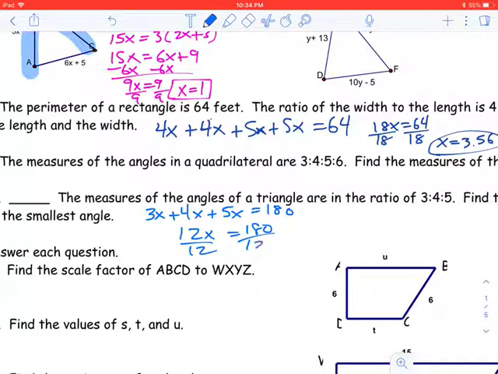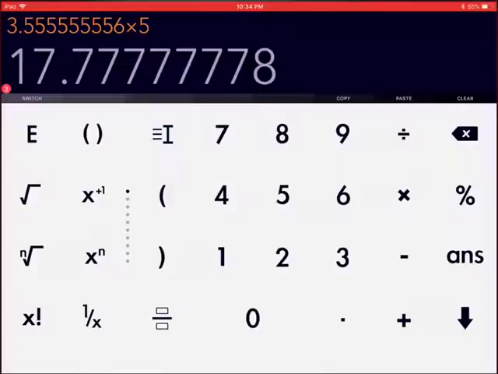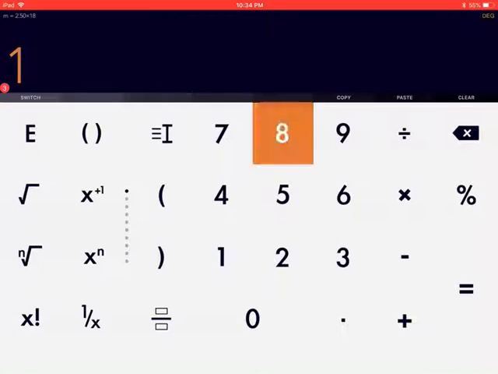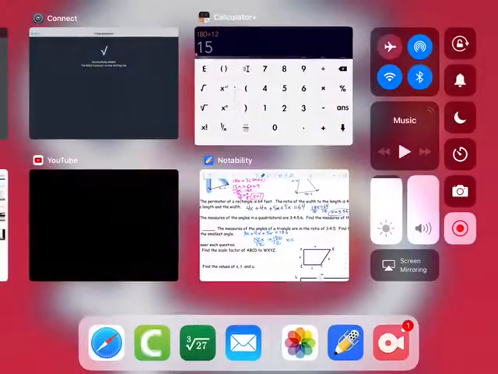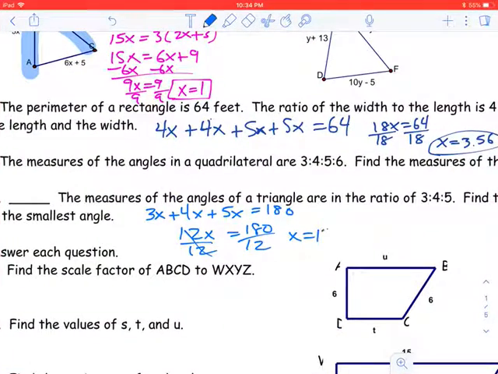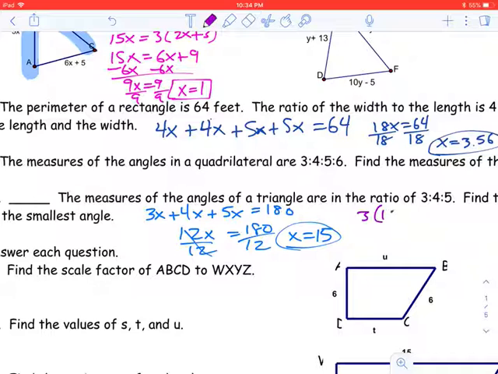And so when I divide by 12, I get x equals 180 divided by 12, which is 15. Okay, so if x is 15, now I just plug it into the smallest angle, which is 3. So 3 times 15 is going to be 45 degrees. And there's my answer.